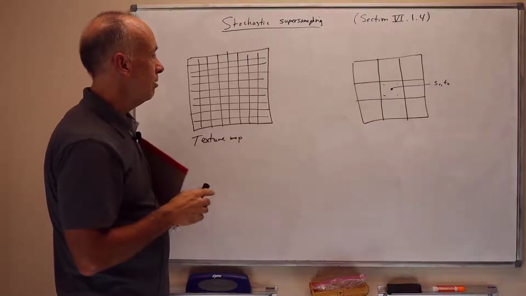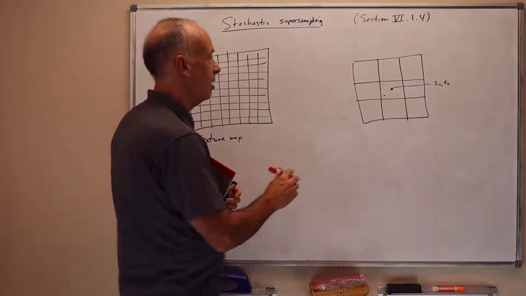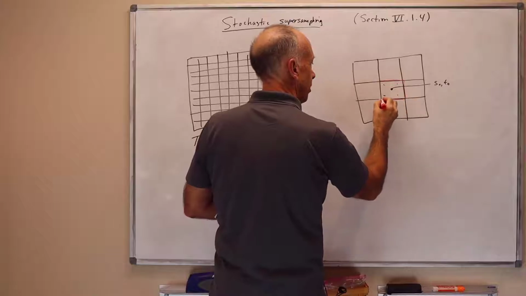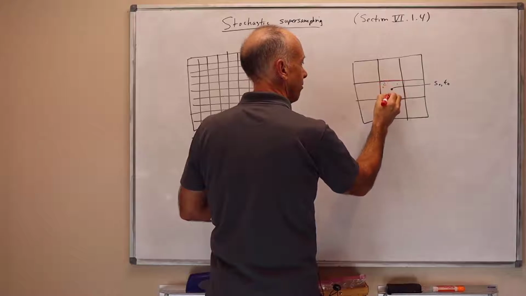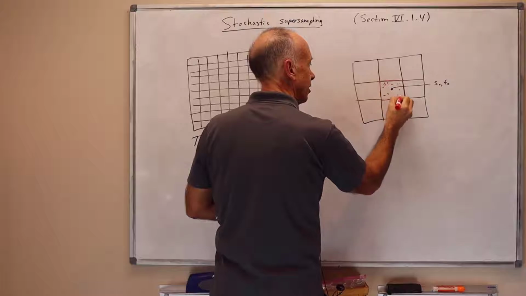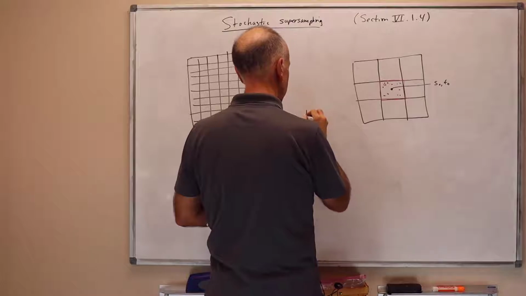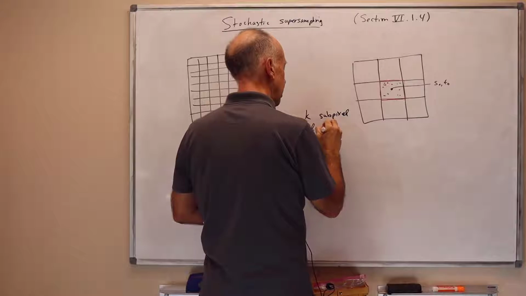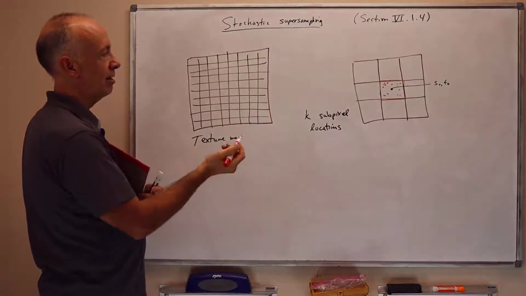And so what we can do is we can supersample positions in the screen pixel. So here's our one screen pixel. I can pick k many values. So I'm going to pick maybe 9 values. That's 3, 4, 5, 6, 7, 8, 9. And these are k many positions in the pixel. So I've got k many subpixel locations inside that one pixel on the screen. And each subpixel location has a texture coordinate.